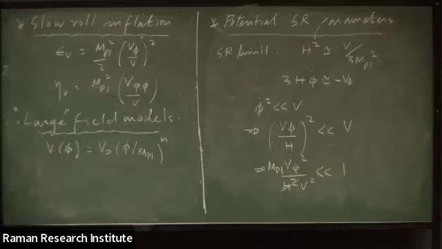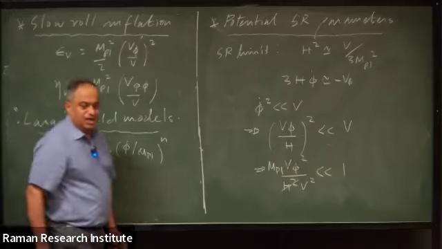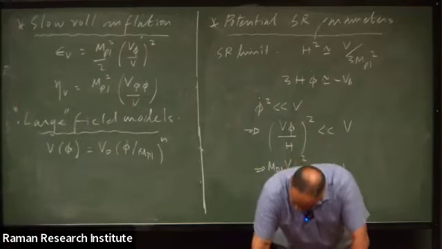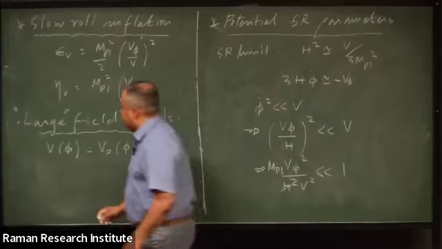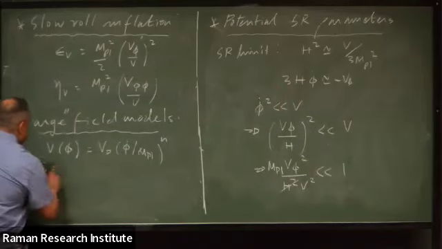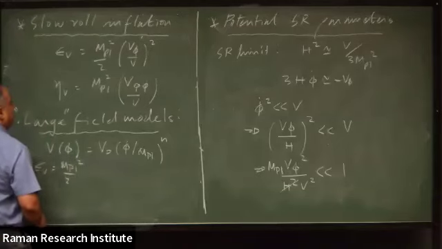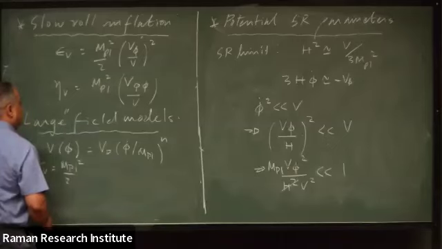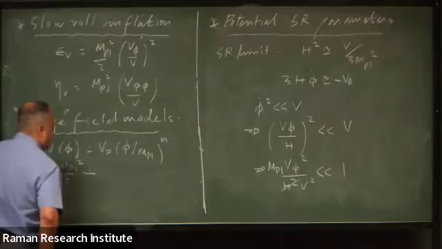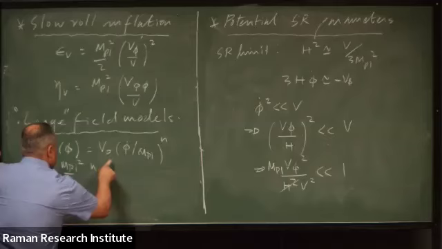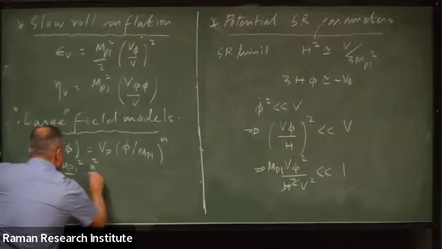So what do we need to do now? Compute the slow roll parameters. What is epsilon V? It is MPL squared by 2, V phi by V squared. What is V phi? It is n V naught phi to the n minus 1, so V phi by V is n over phi. So epsilon V is MPL squared n squared by 2 phi squared. Is this correct?